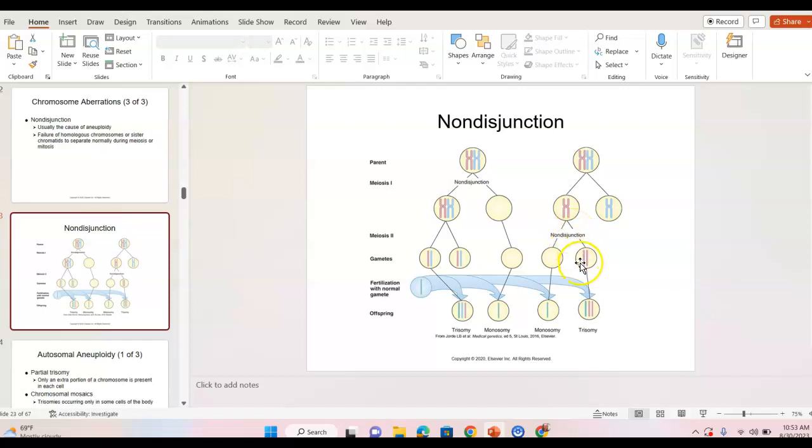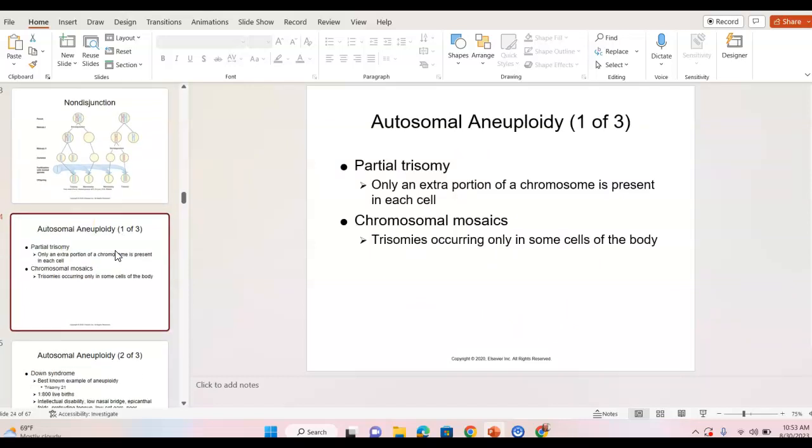in this case happens in meiosis, sorry, I had to look really quickly, in the second step of meiosis, and you get trisomies here as well, and then monosomy here, which is one. Tri, three, mono, you guys get that. Okay.